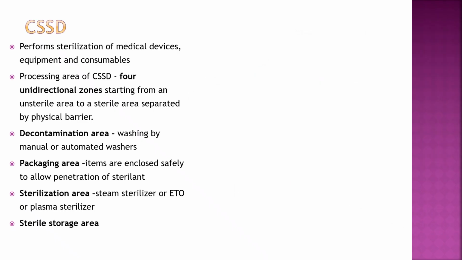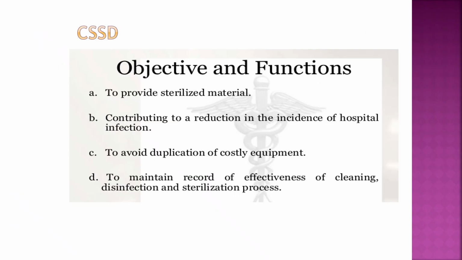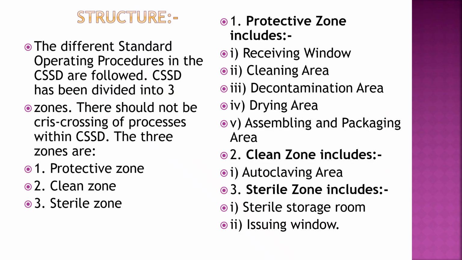So this is the definition of the CSSD. The objectives and functions: to provide sterilized material contributing to a reduction in the incidence of hospital infection, to avoid duplication of costly equipment, to maintain record of effectiveness of cleaning, disinfection and sterilization process. So the structure in short, there are total 3 zones: protective zone, clean zone and sterile zone.